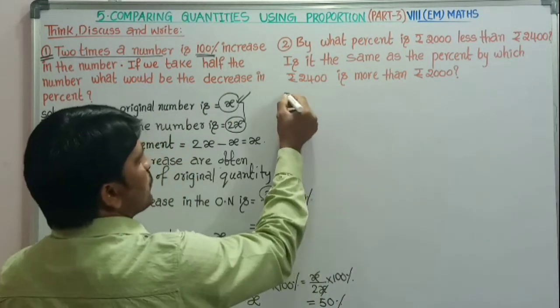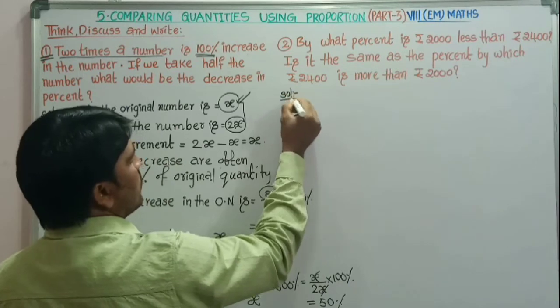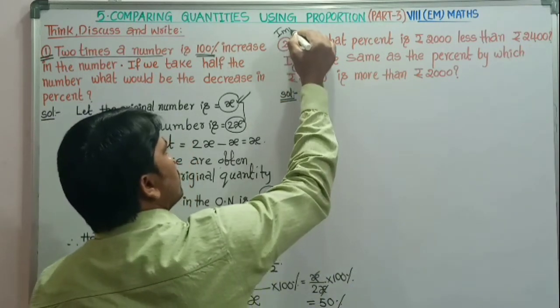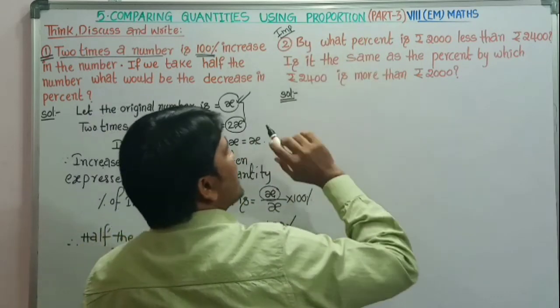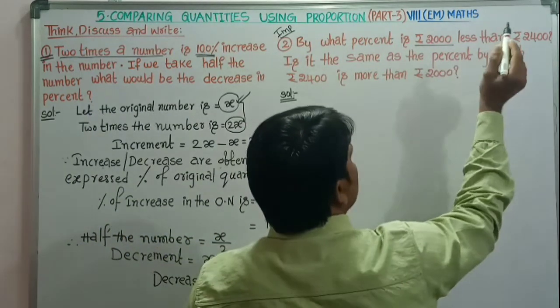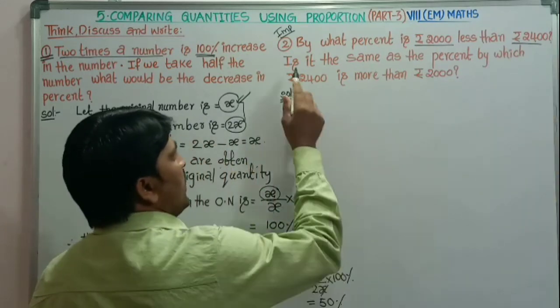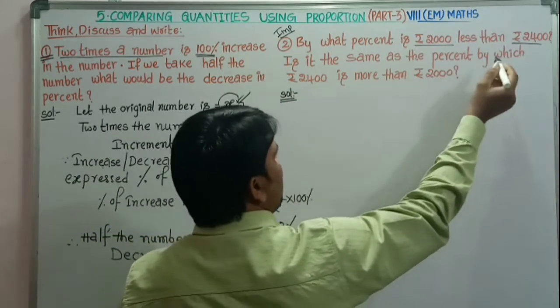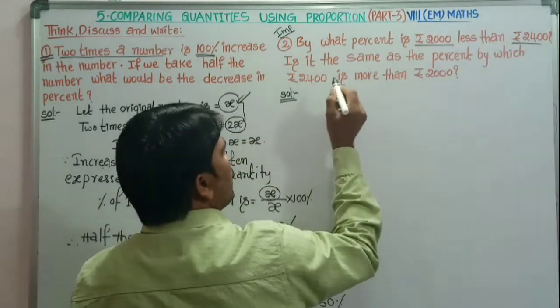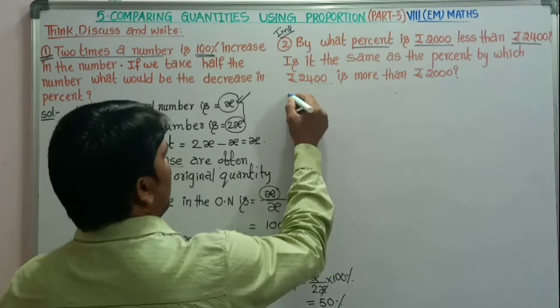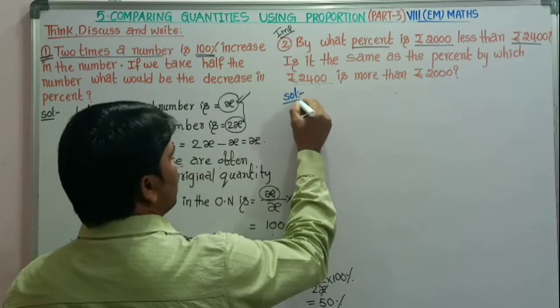Okay. Next question. Important one. By what percent is rupees 2000 less than rupees 2400? Is it the same as the percent by which rupees 2400 is more than 2000? Let us see. Solution.